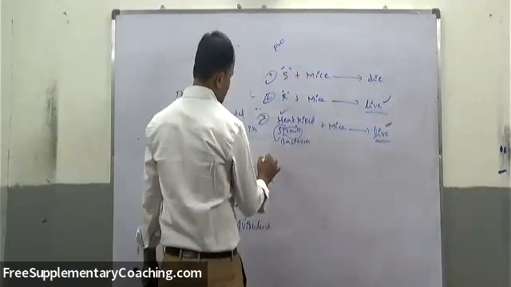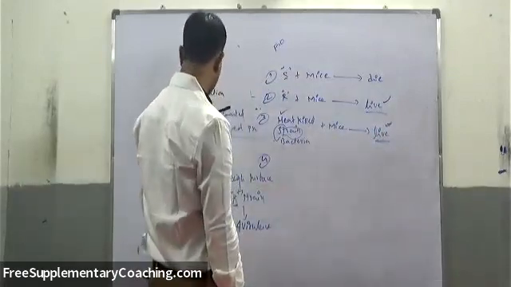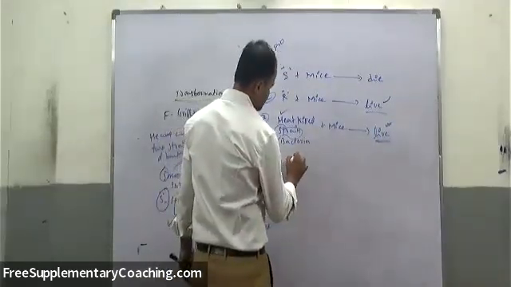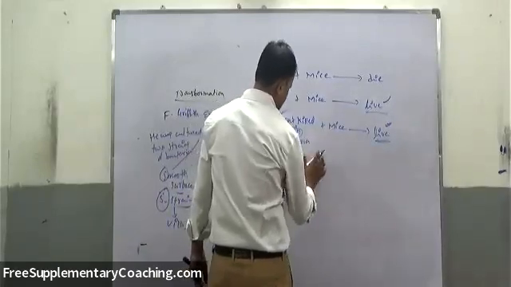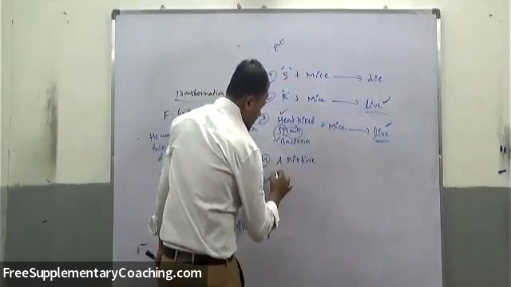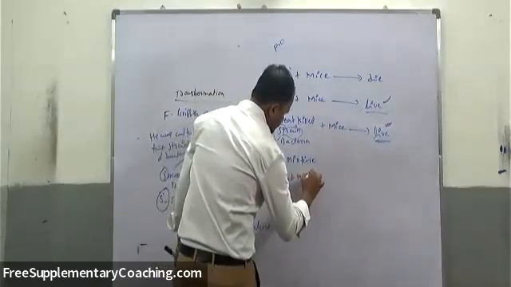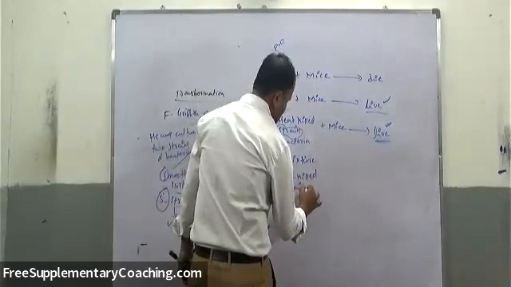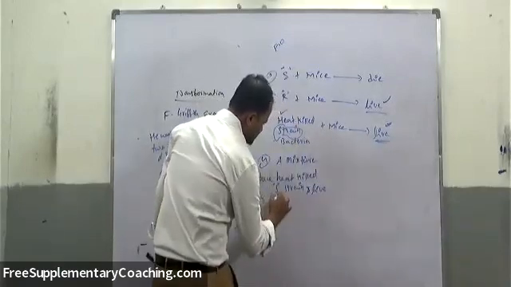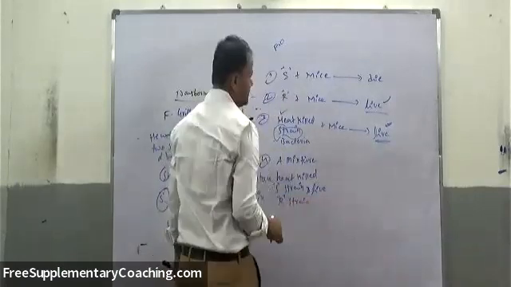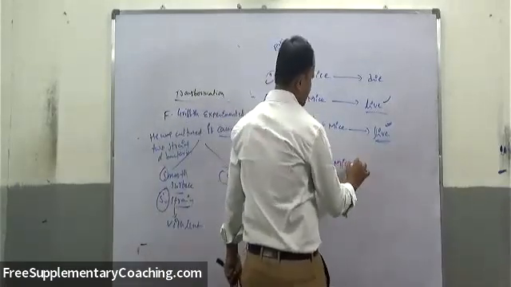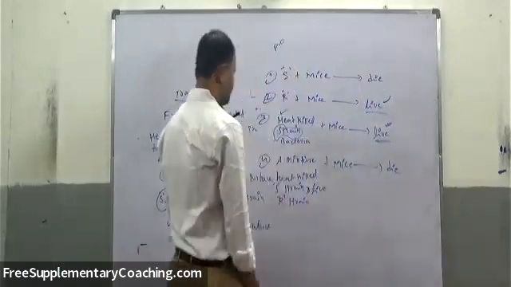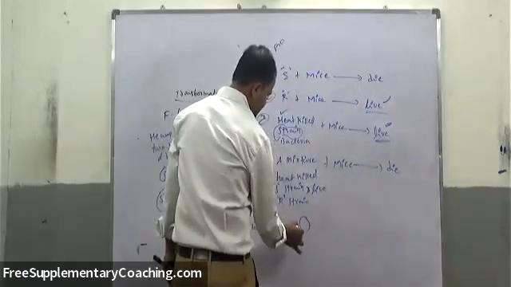Then the next one is what? A mixture of heat killed S strain and a live R strain is injected into the mice. The mice will die.